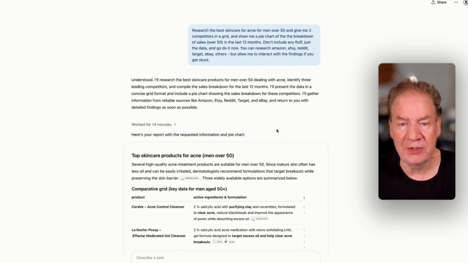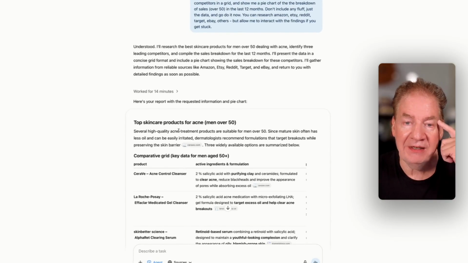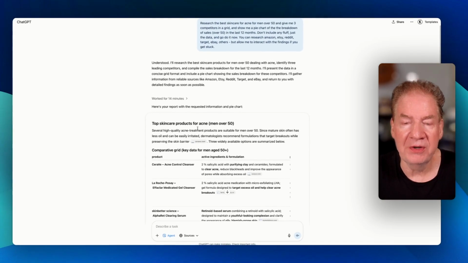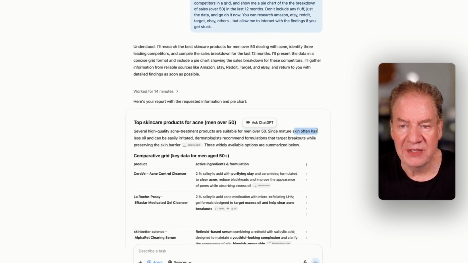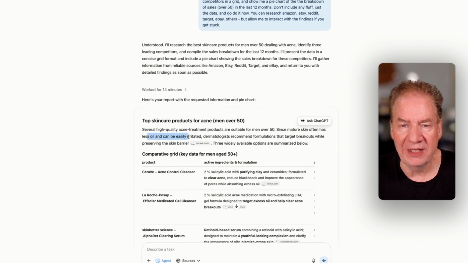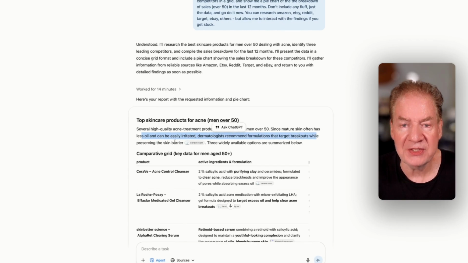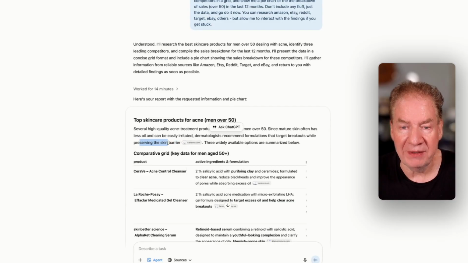Here's your report and your pie chart. Top skincare products for acne, men over 50. I can read: Several high-quality acne treatment products are available for men over 50. Since mature skin often has less oil and can be easily irritated, dermatologists recommend formulations that target breakouts while preserving the skin barrier. Interesting. 3 widely available options are summarized below.